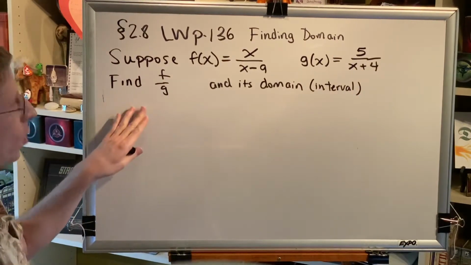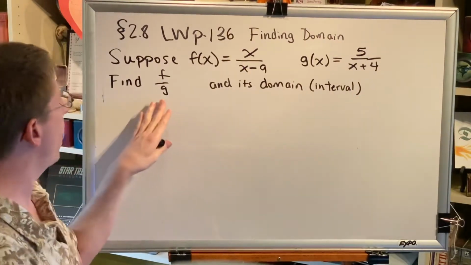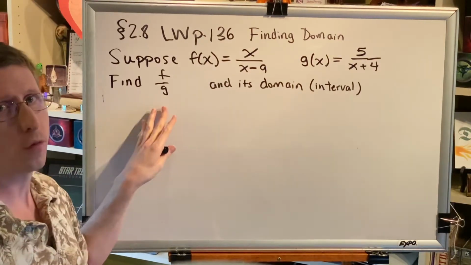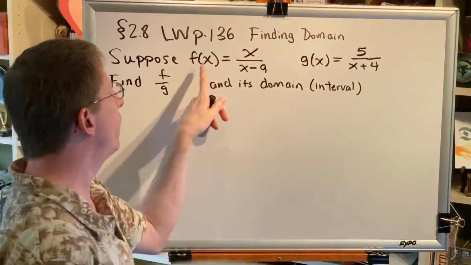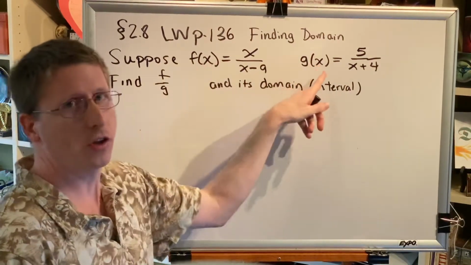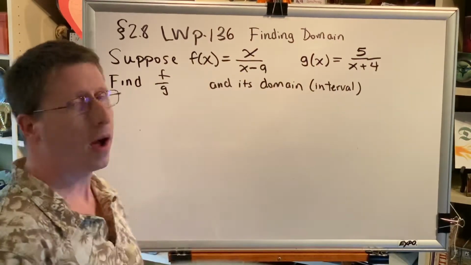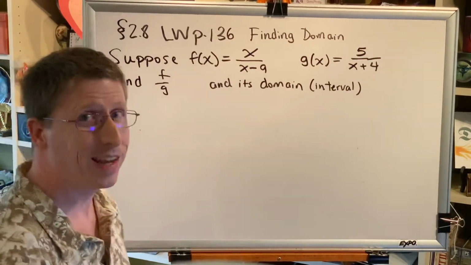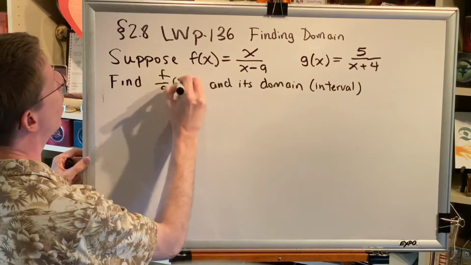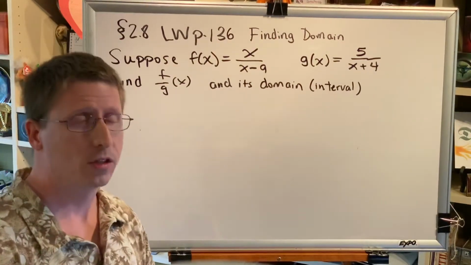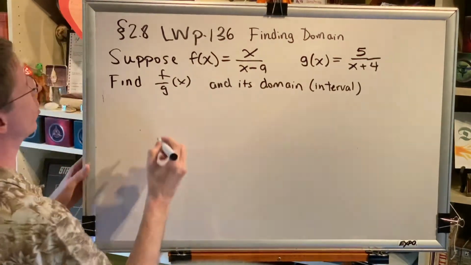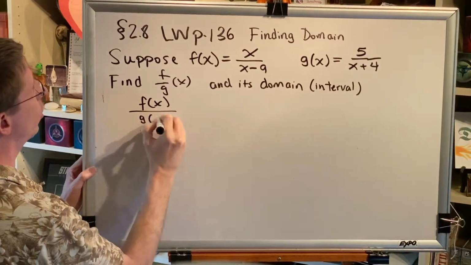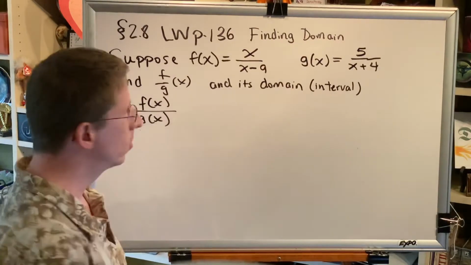All right, so the first thing that we might notice about this problem is that it does not ask us to find f over g of x. It just asks us to find f over g. Well, f is a function of x, and g is also a function of x. So when we combine them together, the result will be a function of x. Writing f over g is the same as writing f over g of x. Using our previously agreed upon definitions, this is f of x divided by g of x.